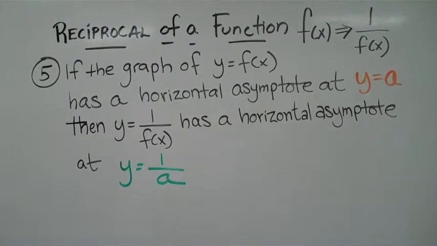Rule 5 for reciprocal functions. If the graph of y equals f of x has a horizontal asymptote at y equals a, then y equals 1 over f of x has a horizontal asymptote at y equals 1 over a. For example, if y equals 4 is a horizontal asymptote in our original function, then y equals 1 over 4 will be the horizontal asymptote in our reciprocal function.